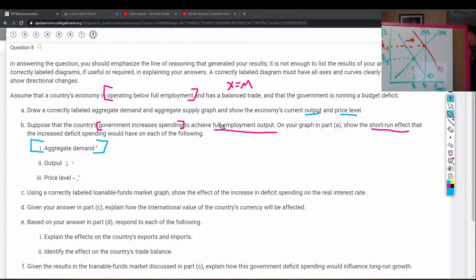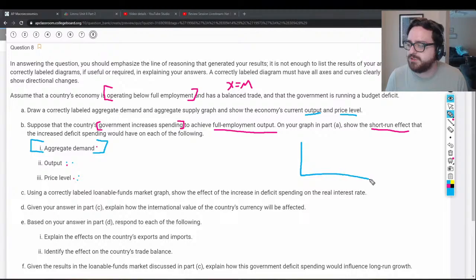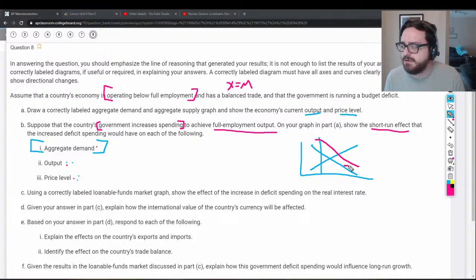The government increased spending, AD should go up. This also helps you a couple other ways. If you had botched your drawing here, this should have thrown you off. Because if you had, for some reason, drawn your aggregate demand supply curve like that, which is an inflationary gap, but say you got them mixed up, because it happens, you guys get them mixed up occasionally, and it says the government increases spending to achieve full employment output, you should know that increasing government spending does that.